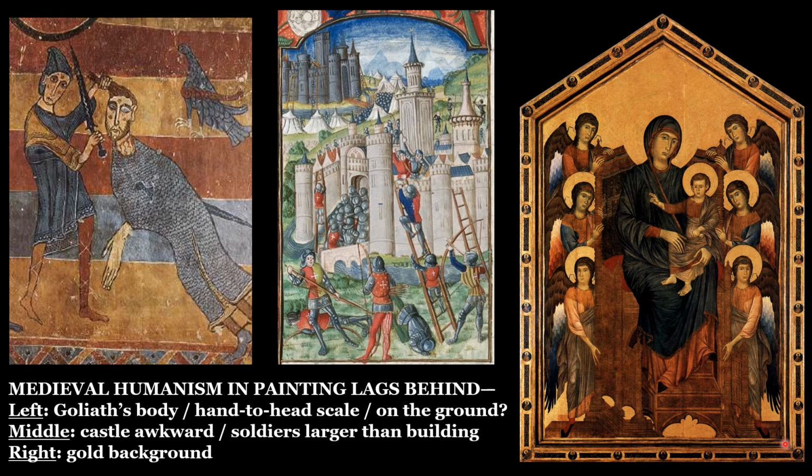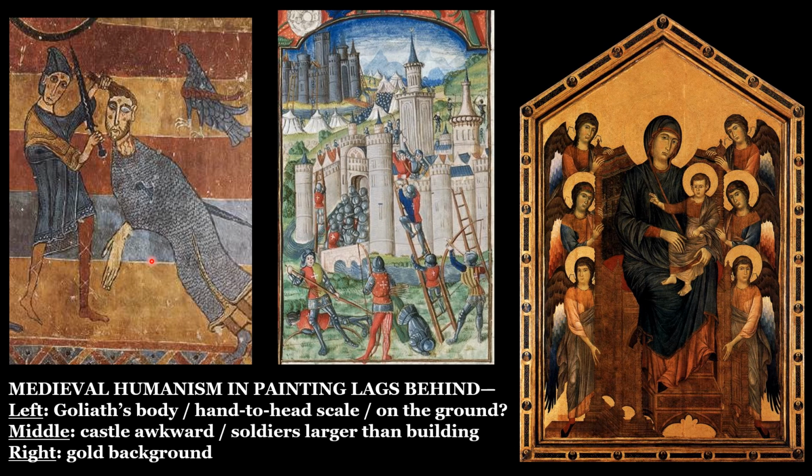These are a couple of examples. This is a wall painting actually from Spain, and it's telling the story of David and Goliath. Goliath's body here, I don't know what's going on. It's supposed to be chainmail, I suppose, but it looks like a sack of potatoes. It's very, very awkward. Notice the scale between the head and the hand. The hand is actually larger than the head. And as David has killed Goliath, he is now chopping off his head. Is he lifting him up off the ground? That would seem likely. Or is Goliath lying down?